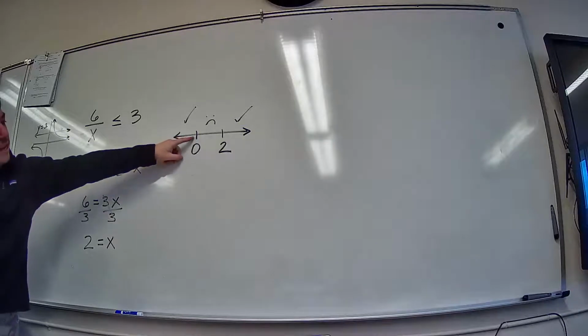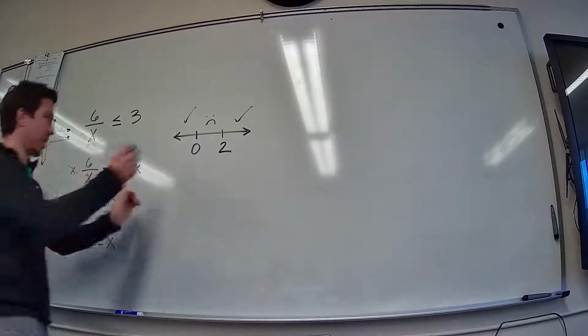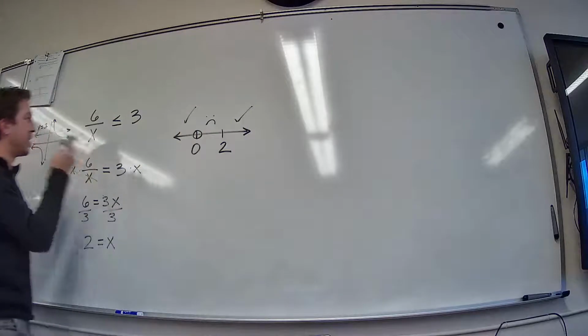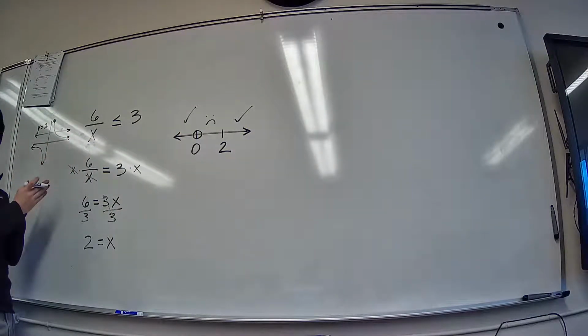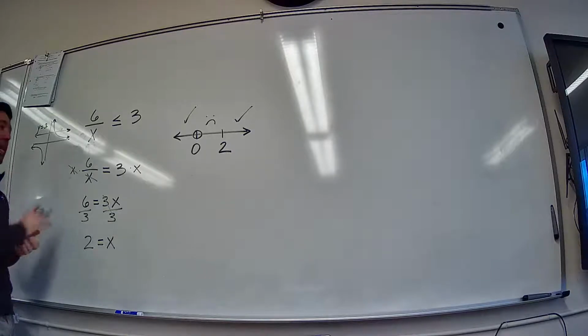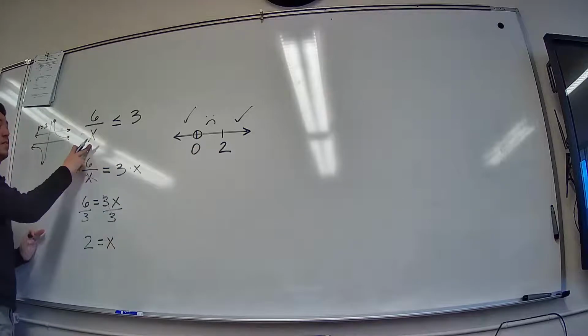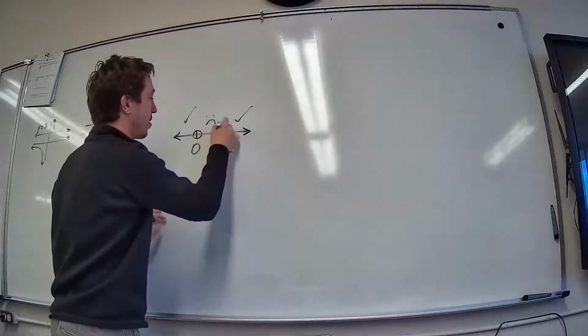Now, this one's a little weird. What kind of circle am I going to put at 0? Open, right? Because you ask the question, is 0 a solution to this? No, 6 divided by 0 is not less than or equal to 3. 6 divided by 0 isn't even a number. How about 2 though? Does 2 work? Yes, 2 works. So 2 is a solid circle.